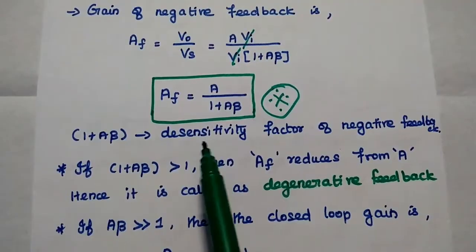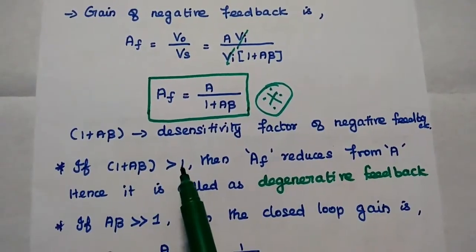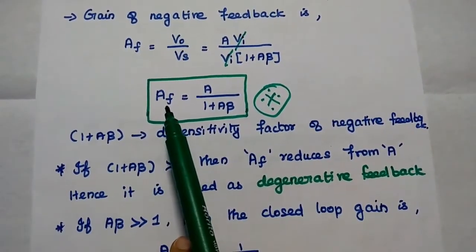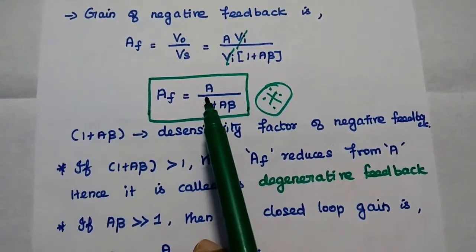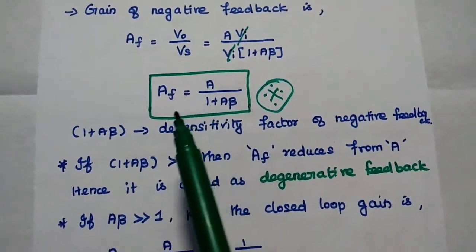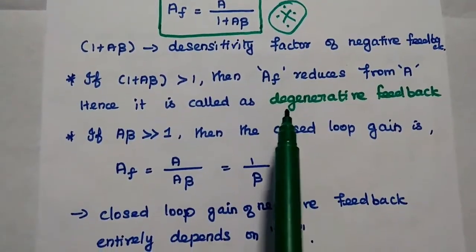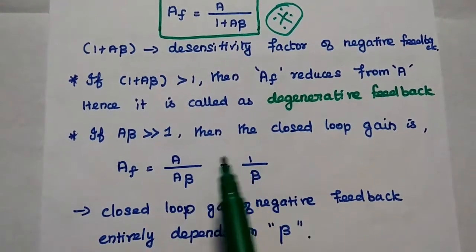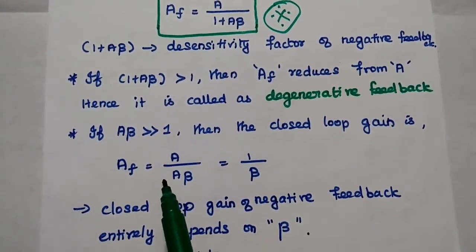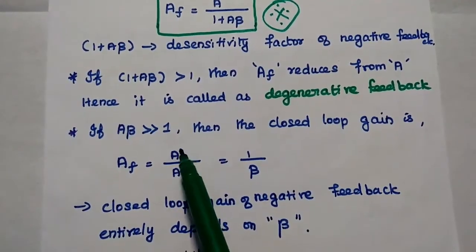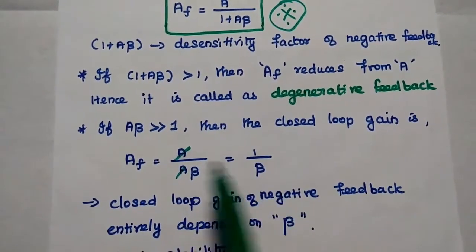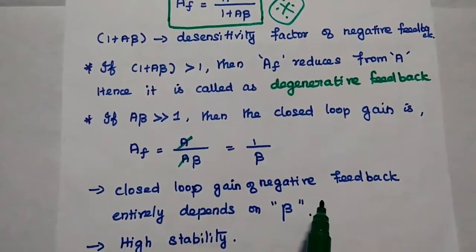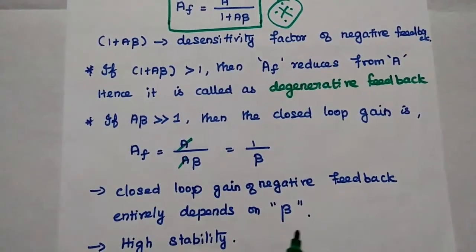If the desensitivity factor 1 plus A beta is greater than 1, then the closed loop gain, that is the gain of amplifier with feedback, reduces from the gain of amplifier without feedback. Correct? Hence it is called as degenerative feedback. If A beta is far greater than 1, then the closed loop gain becomes A by A beta, that 1 is negligible, we can ignore it. So A divided, finally we can get AF is equal to 1 by beta. Then the closed loop gain of negative feedback is entirely depending on beta alone.